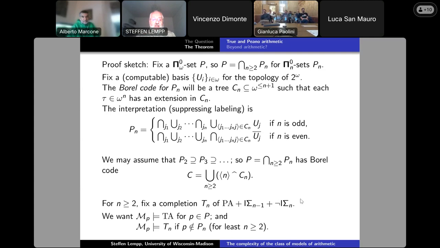And now we want the following. We want that MP is a model of TA if P is in capital P, and MP is a model of this theory Tn, which fails to satisfy sigma n induction, for P not in Pn, where n is the least number greater or equal 2 where you see that P is not in Pn. This is the goal of this construction here.